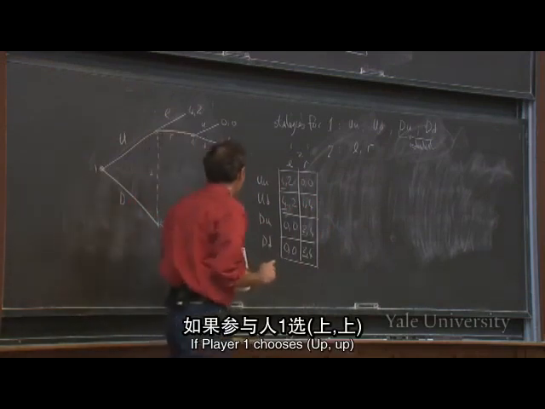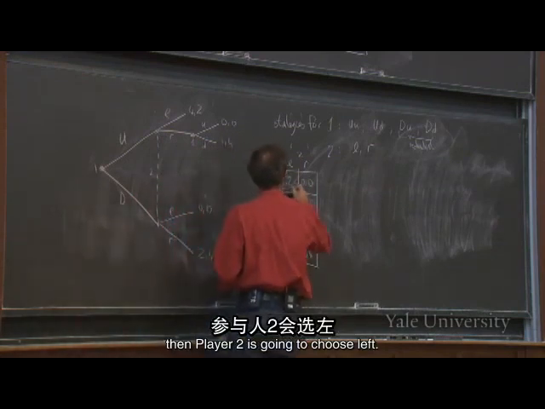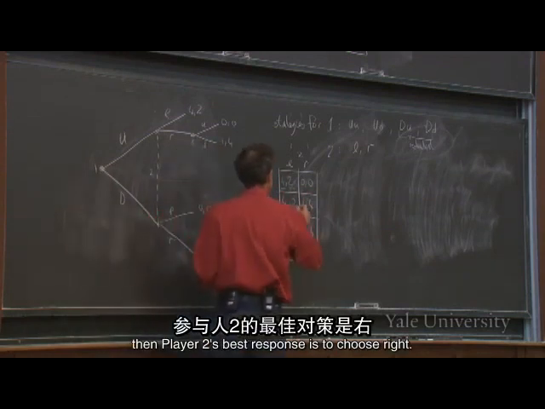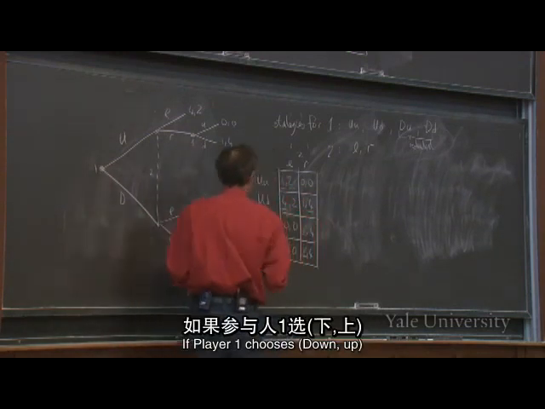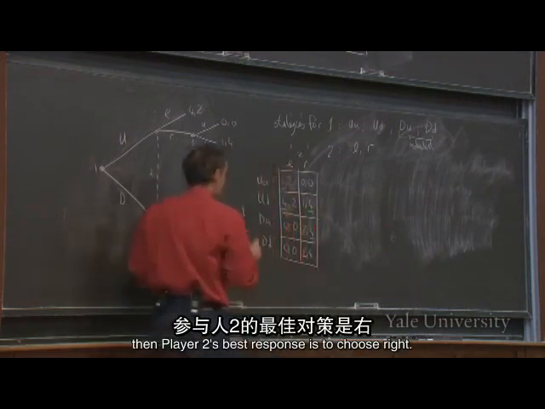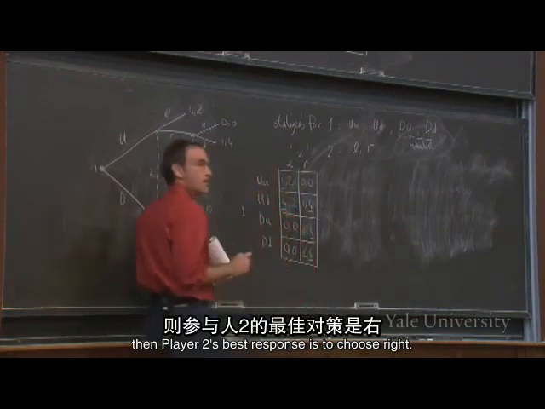All right. If player 1 chooses up, up, then player 2 is going to choose left. If player 1 chooses up, down, then player 2's best response is to choose right. If player 1 chooses down, up, then player 2's best response is to choose right. And if player 1 chooses down, down, then player 2's best response is to choose right.